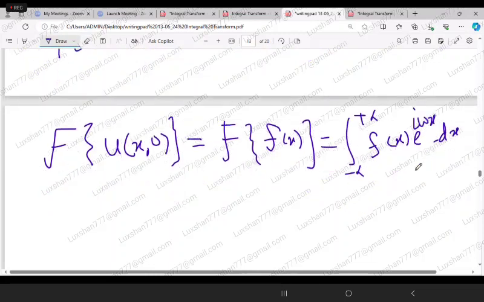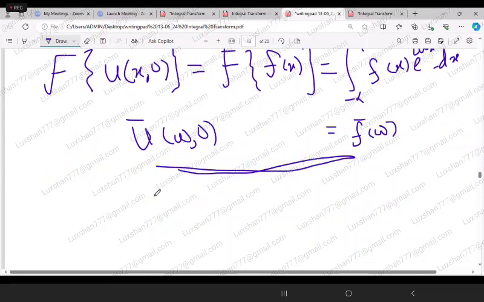Okay, dx, when x equals 0. So actually, this is nothing. F bar omega. Therefore, u bar omega 0 is equal to this one.